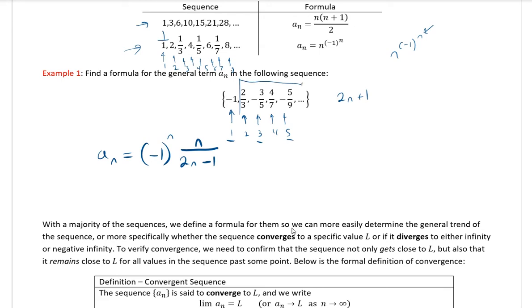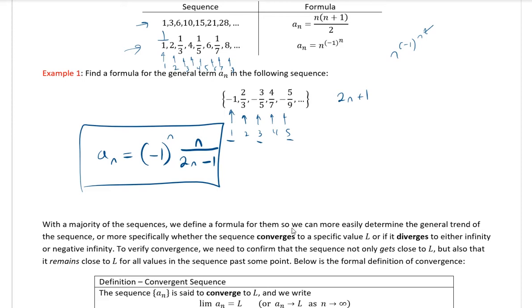This works really well for all these fractions following, but I also need to check that first value because it seems off, so it's not a fraction. But if I plug 1 into here, negative 1 to the 1 power is negative 1, and then I have 1 over 2 times 1 minus 1, which is 1 over 1. So I just get an overall value of negative 1, which is what I wanted. So this would be the general formula for that sequence.